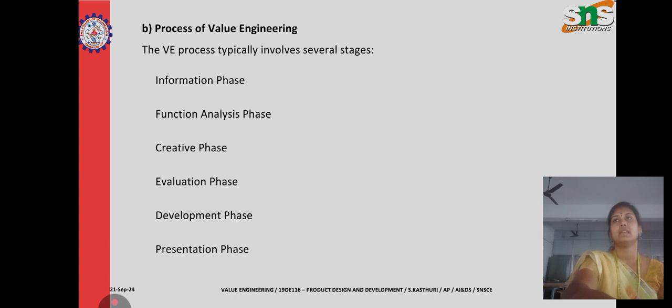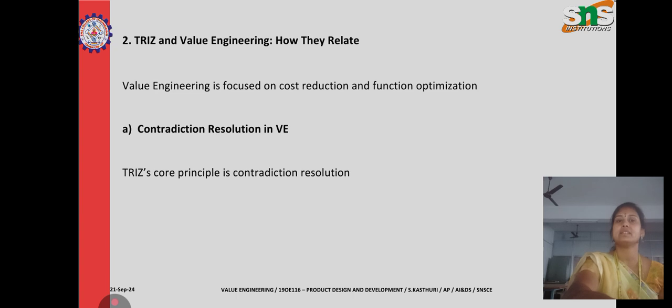Evaluation phase: evaluating the generated alternatives in terms of feasibility, cost and performance. Development phase: developing the best alternatives into more concrete solutions. Presentation phase: presenting the findings to stakeholders and making decisions. So the aim is to improve the overall value of your product or system by focusing on functionality and cost efficiency.